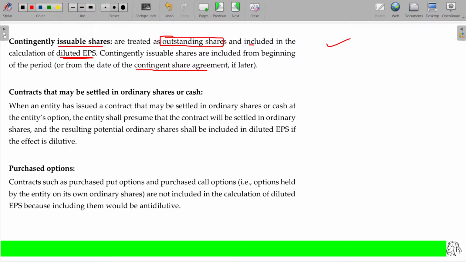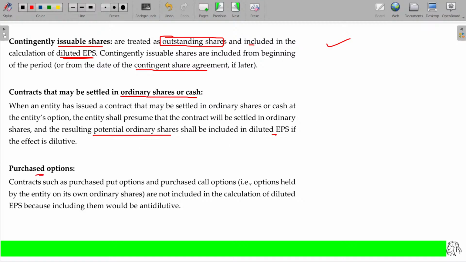Contracts that may be settled in ordinary shares or cash. Sometimes you have a contract, like purchase of any assets or settlement of any debt or any other options. For those, the settlement is in the form of shares, or sometimes it may be cash. In case you are paying that in the form of ordinary shares, the potential ordinary shares will be increasing and it will have the dilution in EPS.